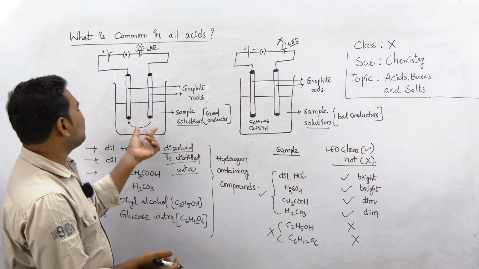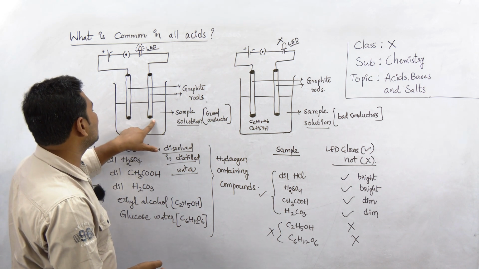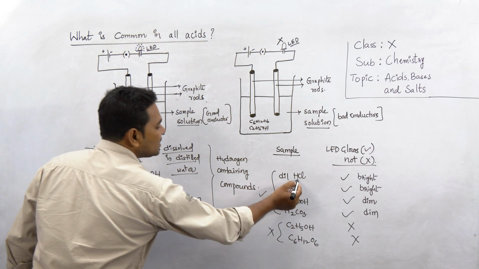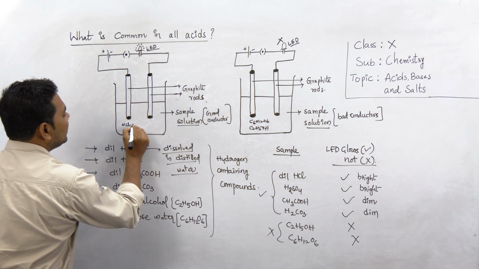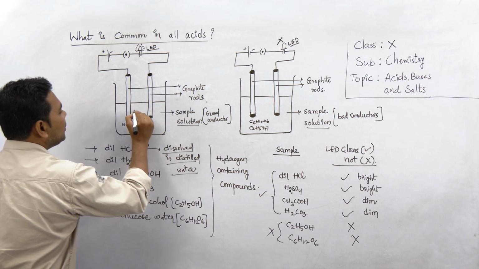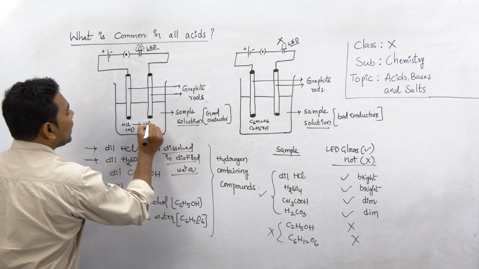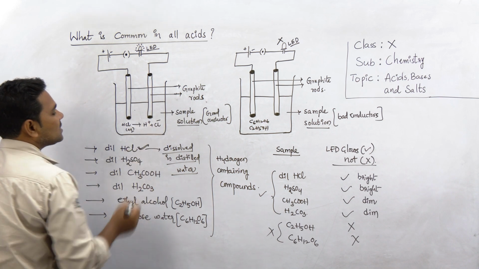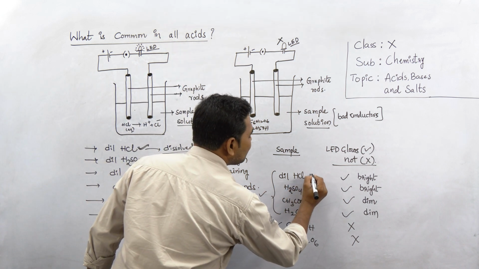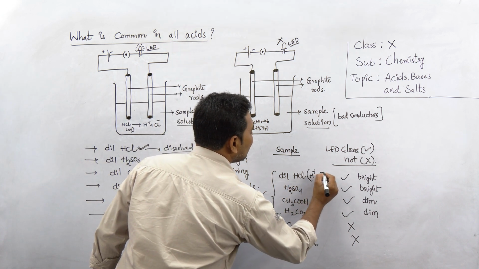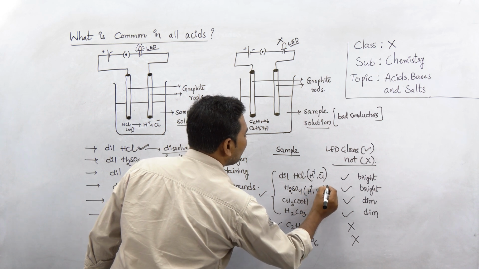Now, what is responsible for the flowing of charges in the sample solution? Whenever the sample is added, like HCl, when HCl is added to distilled water, the aqueous solution, it splits into H plus ions and Cl minus ions. So ions are produced, right? If I take HCl, it splits into H plus and Cl minus. If I take H2SO4, it splits into H plus and SO4 minus 2.